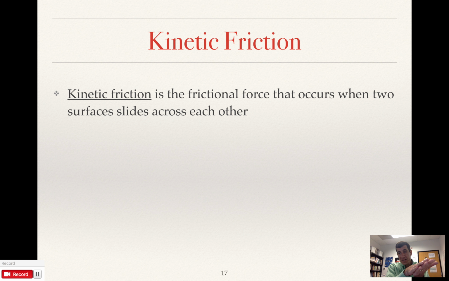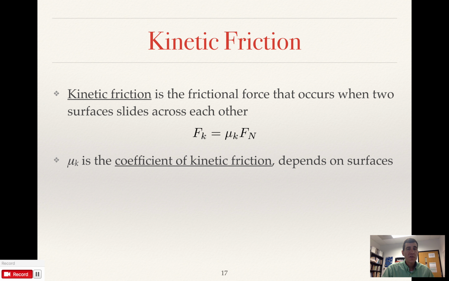So remember, kinetic friction is when you have two surfaces that are sliding across each other. Now the magnitude of kinetic friction, I'm going to use F sub k here to stand for kinetic friction, is going to be this constant mu sub k times the normal force, F sub n. So mu sub k is known as the coefficient of kinetic friction. It depends on the surfaces.